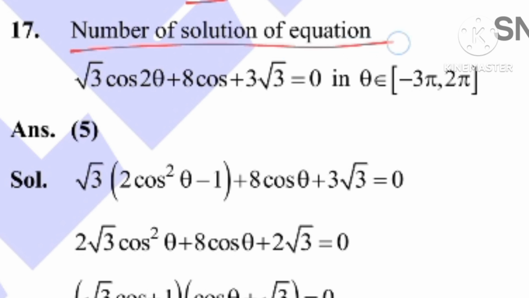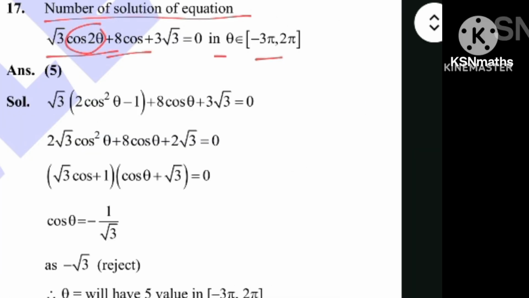Question number 17. The number of solutions of the equation root 3 cos 2 theta plus 8 cos theta plus 3 root 3 equal to 0 where theta belongs to minus 3 pi to 2 pi. We know the cos 2 theta formula, 2 cos square theta minus 1. Now simplification: root 3 into (2 cos square theta minus 1) plus 8 cos theta plus 3 root 3 equal to 0. 2 root 3 cos square theta plus 8 cos theta plus 2 root 3 is equal to 0. We know that factors, root 3 cos theta plus 1, cos theta plus root 3 is equal to 0.